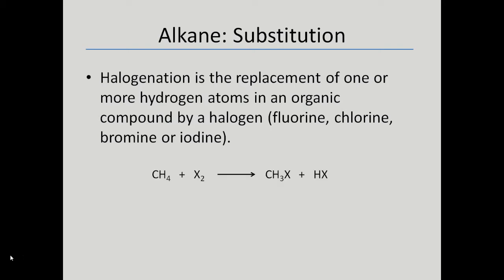Now, in this example, X indicates any halogen, and we can have it react with our alkane. In this case, we have our methane react with our halogen. We'll get what we call an alkyl halide, and then a hydrogen halide.